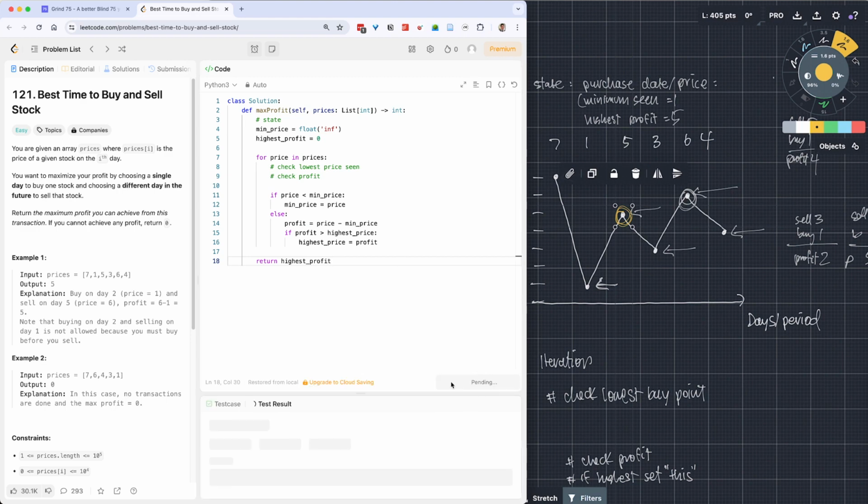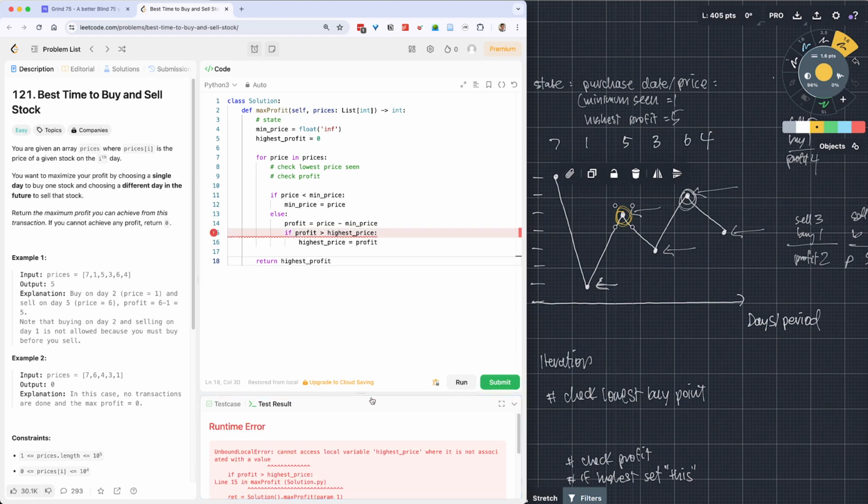Let's go ahead and check this. Cannot access local variable highest price. Right, because highest price is a bug. So always take a quick look before you run it, because it's good practice in an interview if you can't run it to know what's going on.